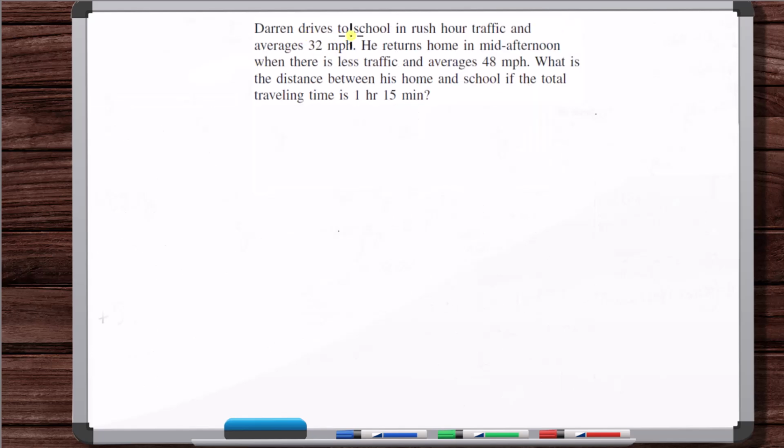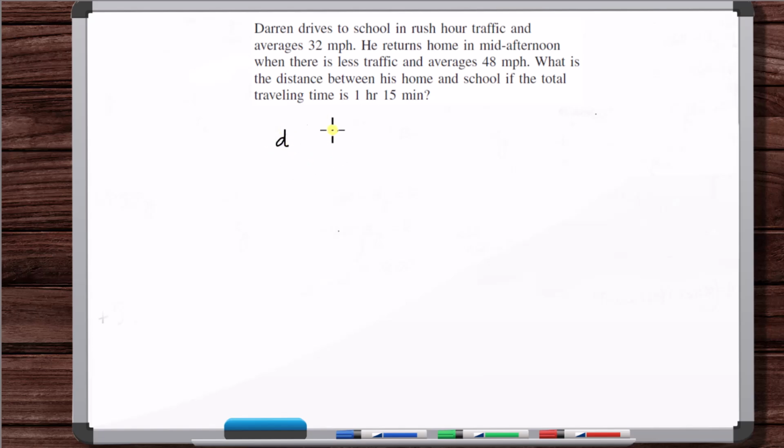Okay, Darren drives to school in rush hour traffic and averages 32 miles per hour. He returns home in mid-afternoon when there is less traffic and averages 48 miles per hour. What is the distance between his home and school if the total traveling time is 1 hour and 15 minutes? Okay, so what is the distance between his home and school? So we'll call that D.